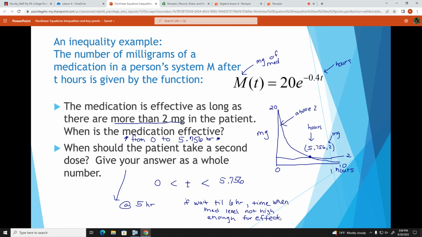So I hope that helps you reason through this idea of solving an inequality based on a graph. And much of the solving is exactly like solving an equation, which is where we did the crossing graph method and we put the 2 in. And then the difference is how we interpret the answer. So instead of saying the answer is one number, 5.756 hours, the answer is actually from 0 up to 5.756 hours.